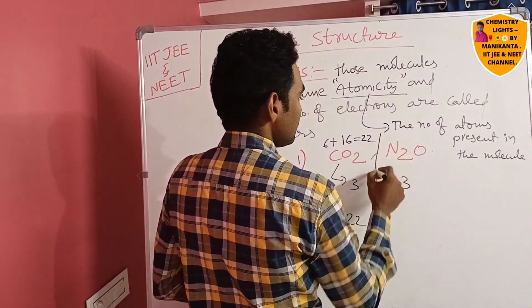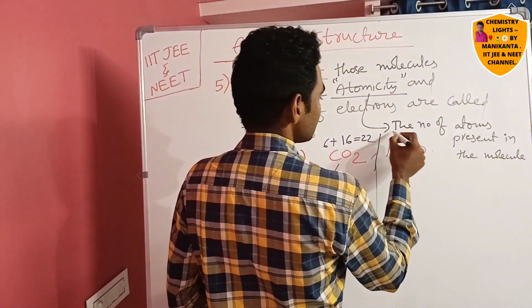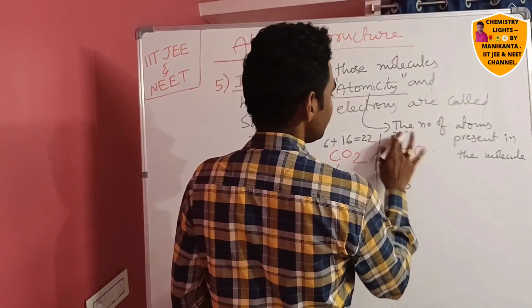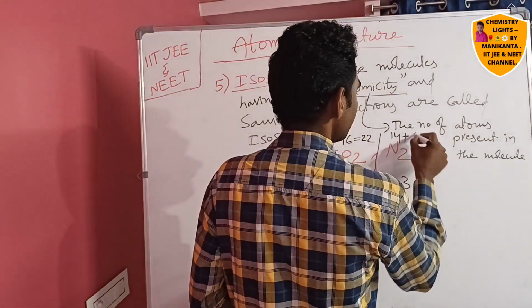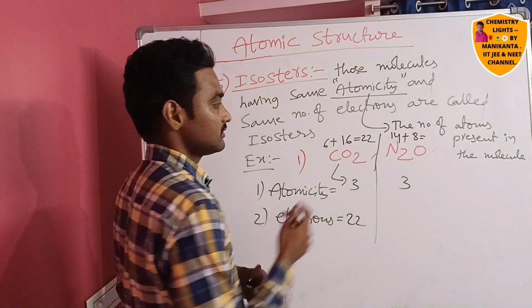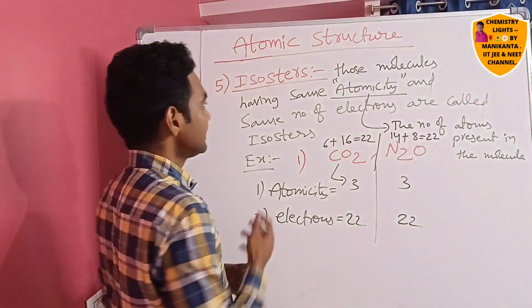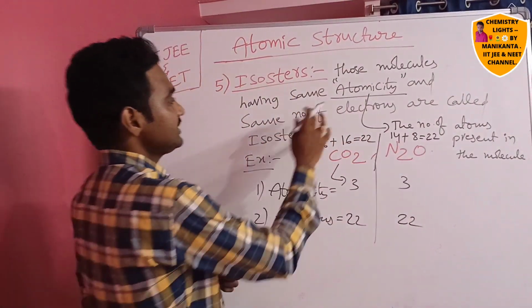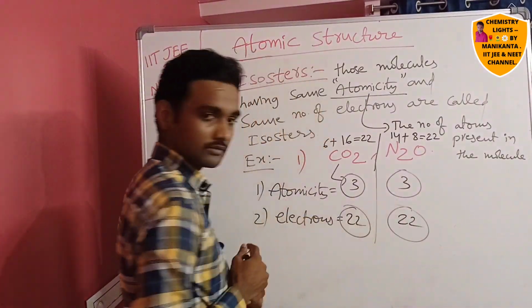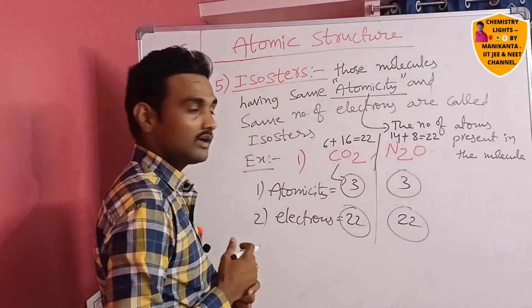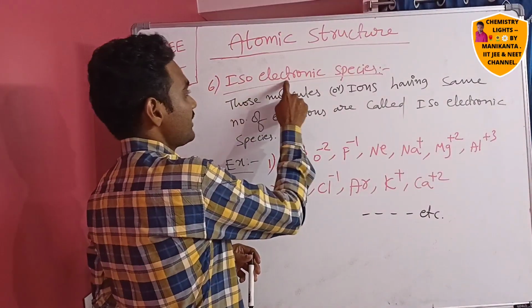Okay, next N2O, nitrogen. In nitrogen, how many electrons are there? 7. How many nitrogens are there? 2. It means 7 into 2, 14. Plus in 1 oxygen, how many electrons are there? 8. 14 plus 8, totally 22. So here also 22. Okay. See, isoesters in the sense having same atomicity and same number of electrons. Such a type of molecules are called isoesters. Have you understood? Okay. Last definition is isoelectronic species.